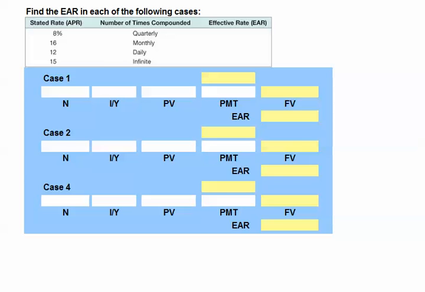Find the EAR, or effective annual return, in each of the following cases. In the first case, we're told that the stated rate, or APR, is 8%, and we have quarterly compounding.